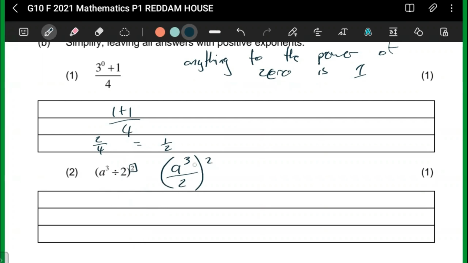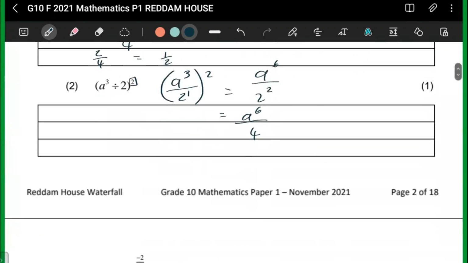From here, you know that the square goes for the numerator, but if you have an exponent to the power of an exponent, you multiply the exponents. So for the top, you're going to have a to the power of 6. At the bottom, 2 is to the power of 1, so the 1 times the 2 gives you 2 to the power of 2. Then you have a to the power of 6, the whole thing over f4. You cannot go any further from here, so you just leave it the way it is.